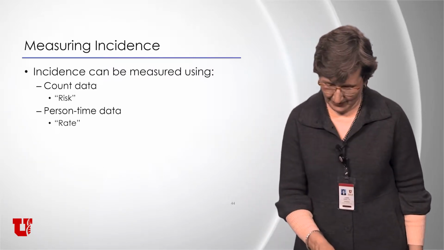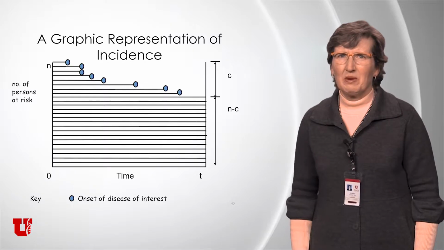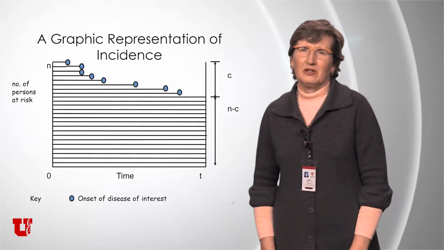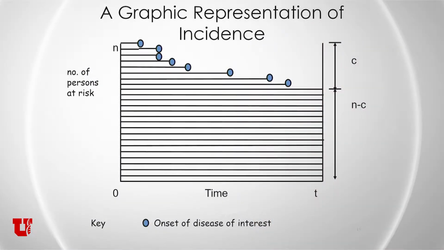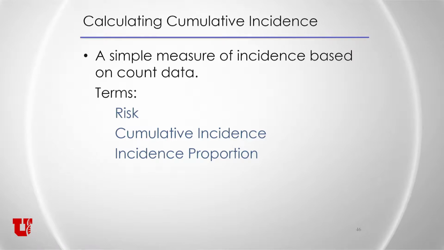So returning to our graphic representation of incidence that we had earlier in this module, each horizontal line being a person in the population at risk, and the solid dot indicating the onset of the disease of interest. So we are measuring the incidence of disease in this population, and we've got all this nice data, and we've nicely measured incidence. So how are we going to turn that into some kind of quantitative measure? Okay, so the first thing we're going to talk about is something called cumulative incidence.